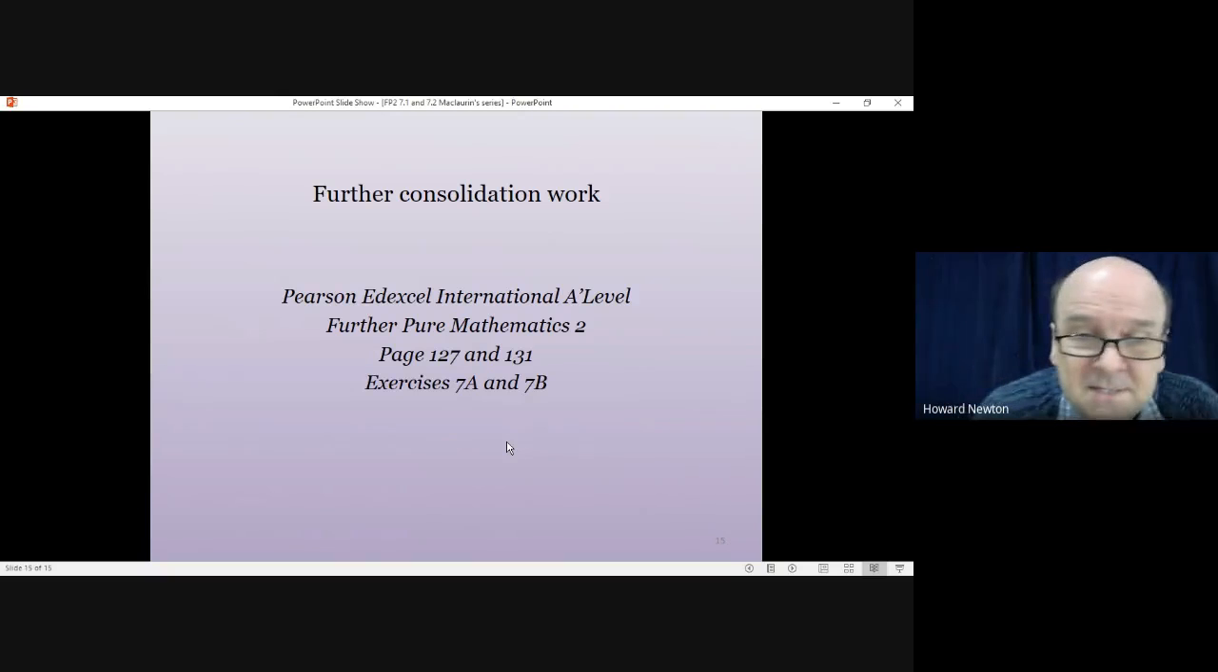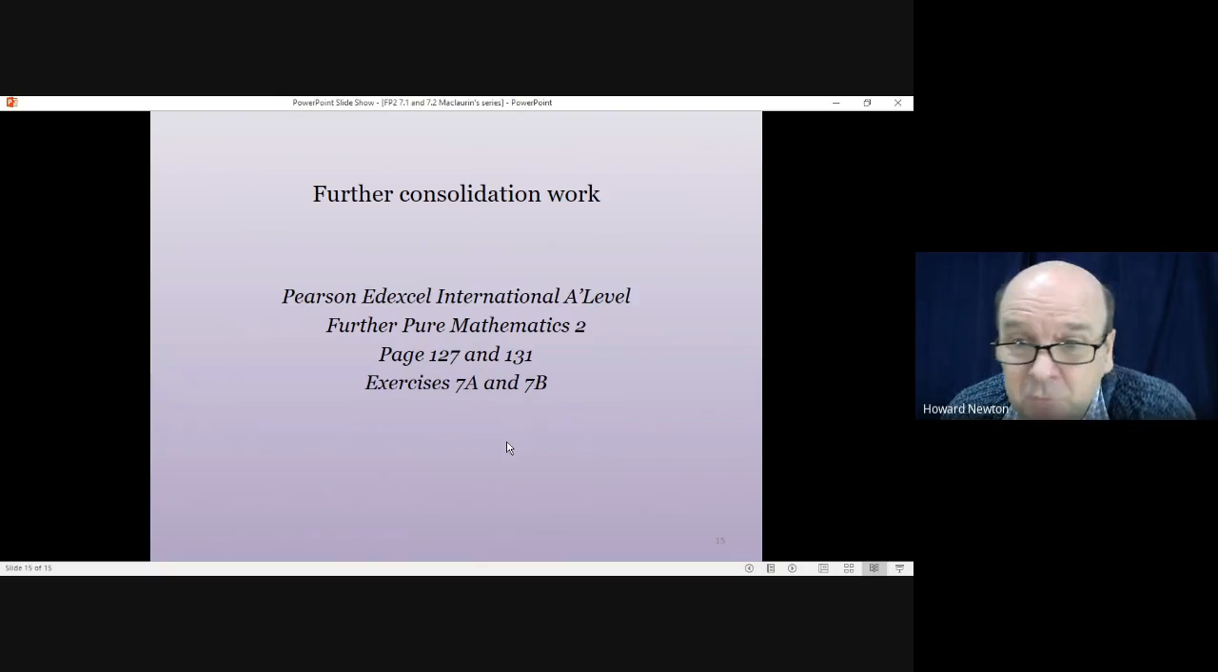Okay, that gets us to the end of this lesson. If you've got the textbook, then you can turn to pages 127 and 131 and have a go at both exercise 7a and exercise 7b.